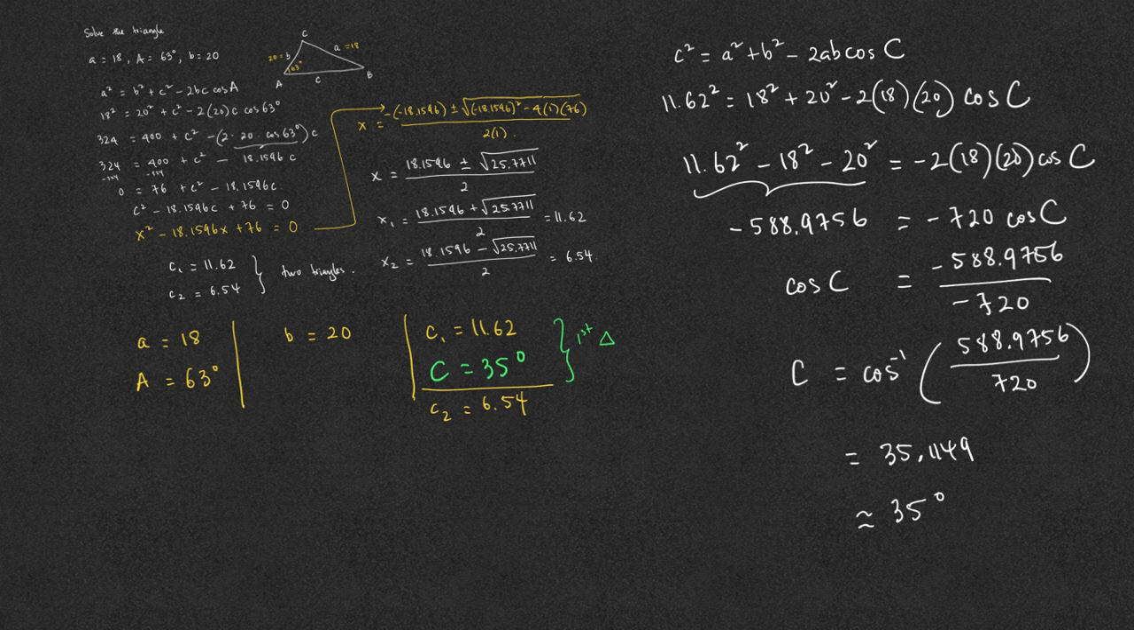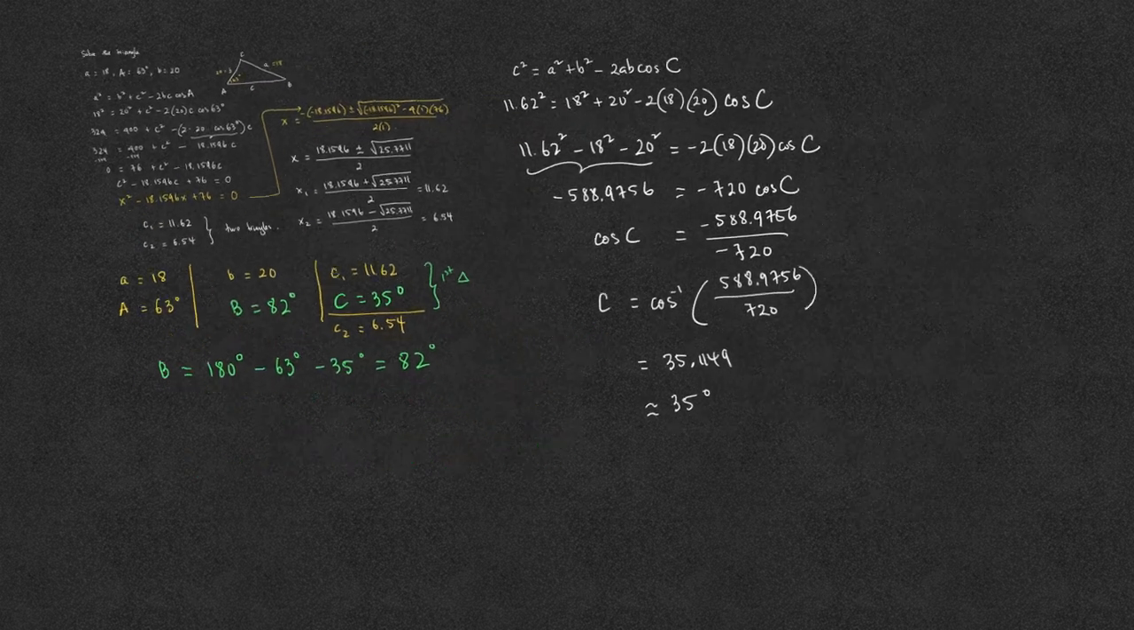Once we get two angles in a triangle, we can find the remaining or the third angle by taking 180 degrees minus each of the angles that we found or were given. 180 minus 63 minus 35 is 82. And so the angle B has a measure of 82 degrees. But that is only the first triangle. To find the missing information of the second triangle, we simply repeat the procedure.